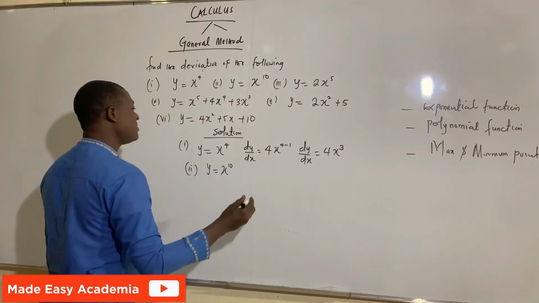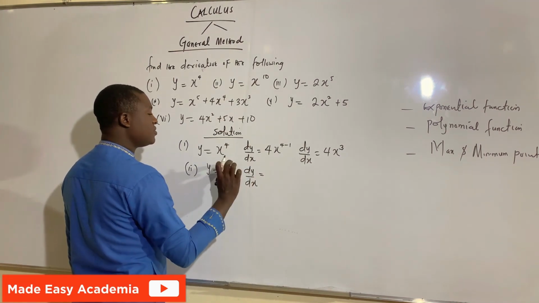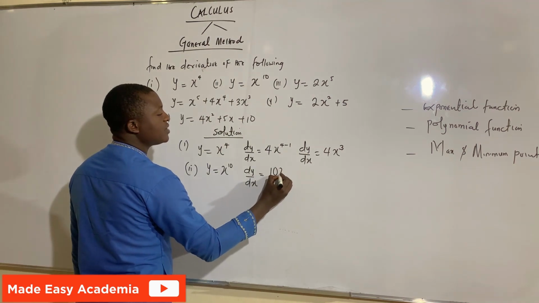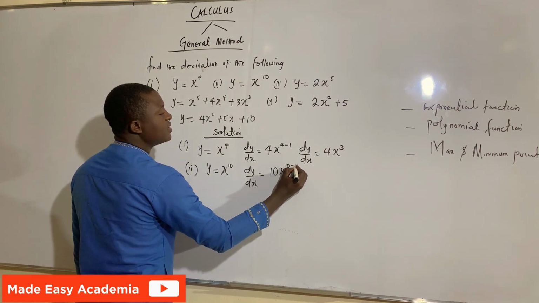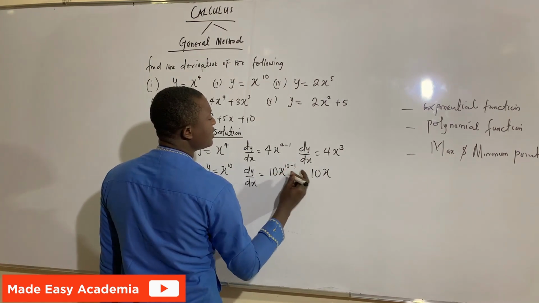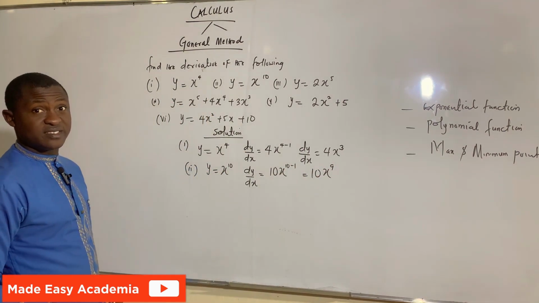Yeah, good. So down here, I'll just have this one to be dy/dx is equal to... we can see the power we have there is 10. So the 10 comes forward, and we have 10x, then 10 minus 1. So here we are going to have 10x, then 10 minus 1, we are going to have 9. I hope you are getting it right.